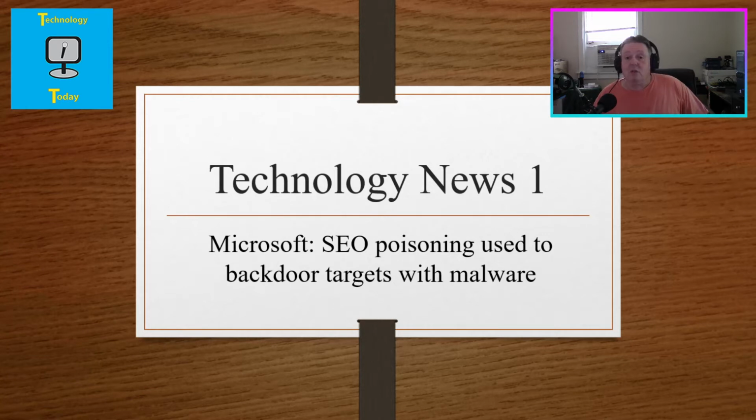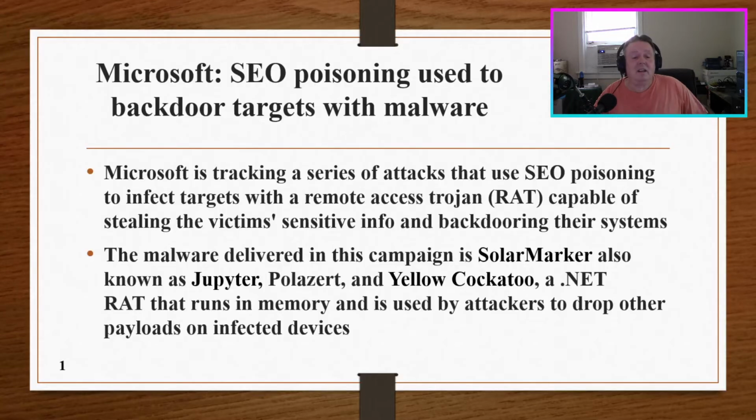Microsoft: SEO poisoning used to backdoor targets with malware. It appears that Microsoft is tracking a series of attacks that use SEO poisoning to infect targets with a remote access Trojan capable of stealing the victims' sensitive info and backdooring their systems. The malware delivered in this campaign is SolarMarker, also known as Jupiter, Polazert, and Yellow Cockatoo, a .NET RAT that runs in memory and is used by attackers to drop other payloads on infected devices.